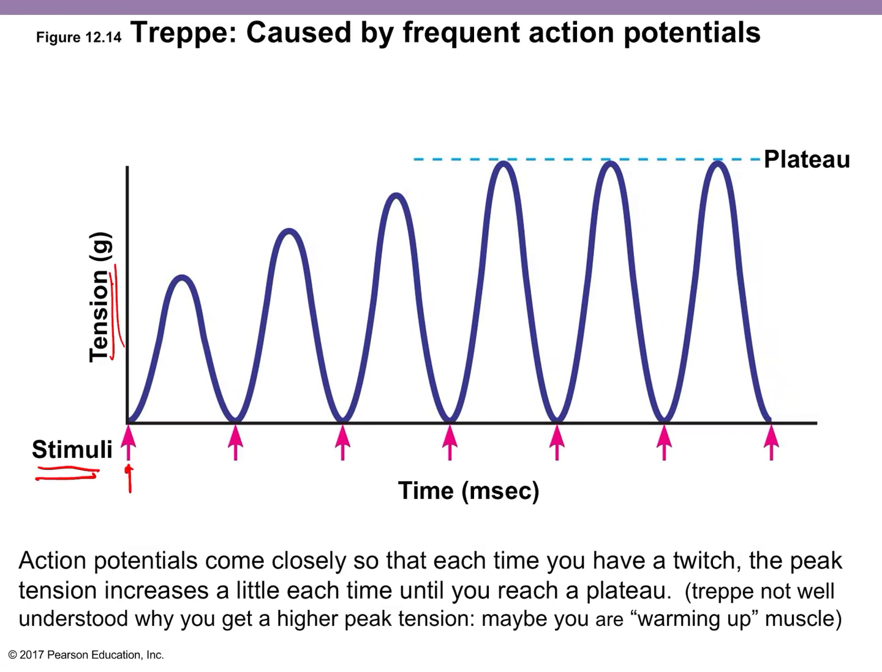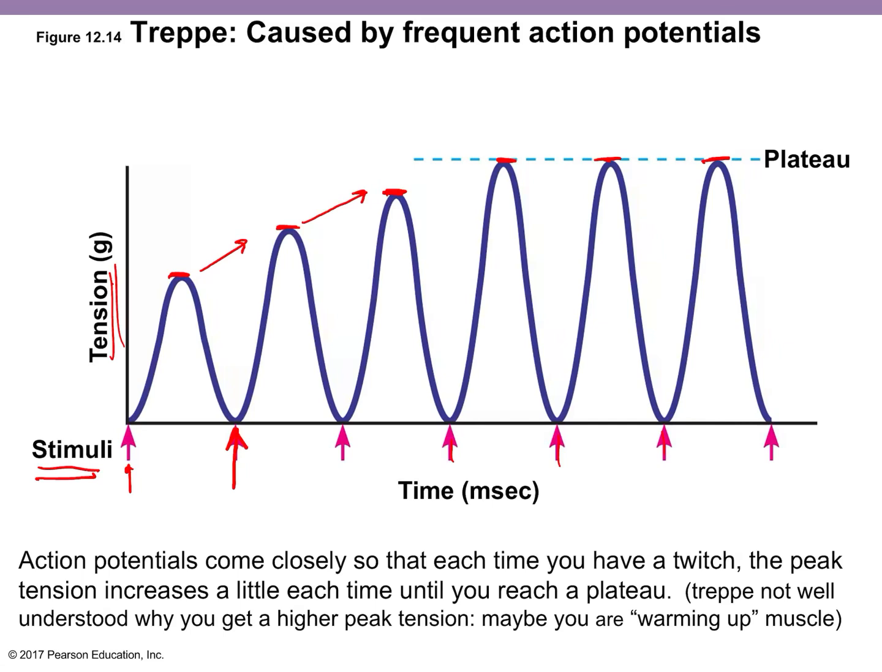Notice with the first stimulus, our peak is low. With another action potential, another stimulus, the peak increases. With a third one, it increases even more. So with repeated stimulations, you can actually get an increase in tension until you reach the plateau, basically a maximum tension that can be created with these action potentials coming in.